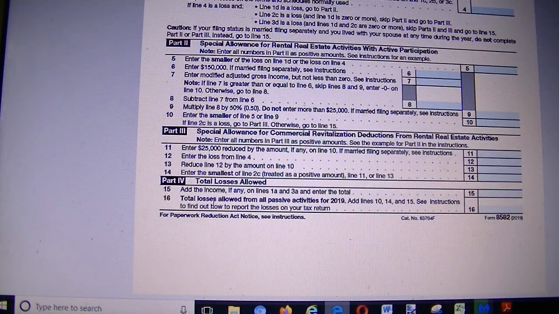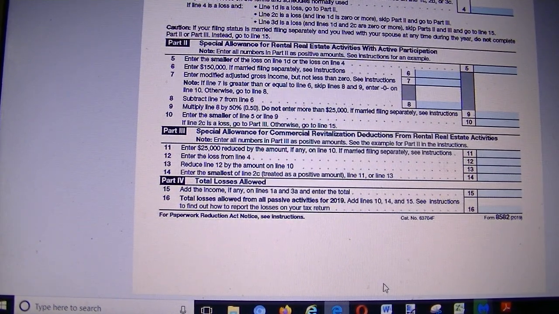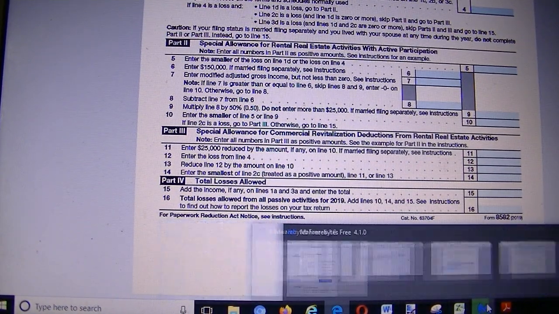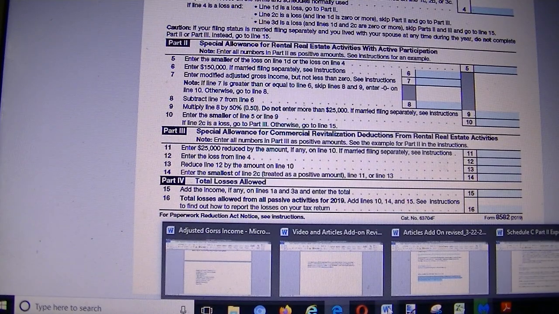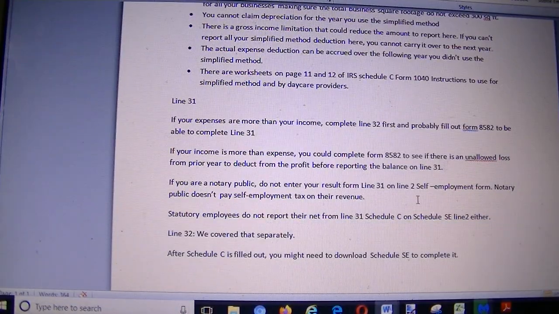So pretty much total loss allowed, add your income if any. So I'm not really seeing anything here that we are required to fill out in our condition. Let's go back to our form, but just keep that in mind that depending on the business you are in, you might need it.